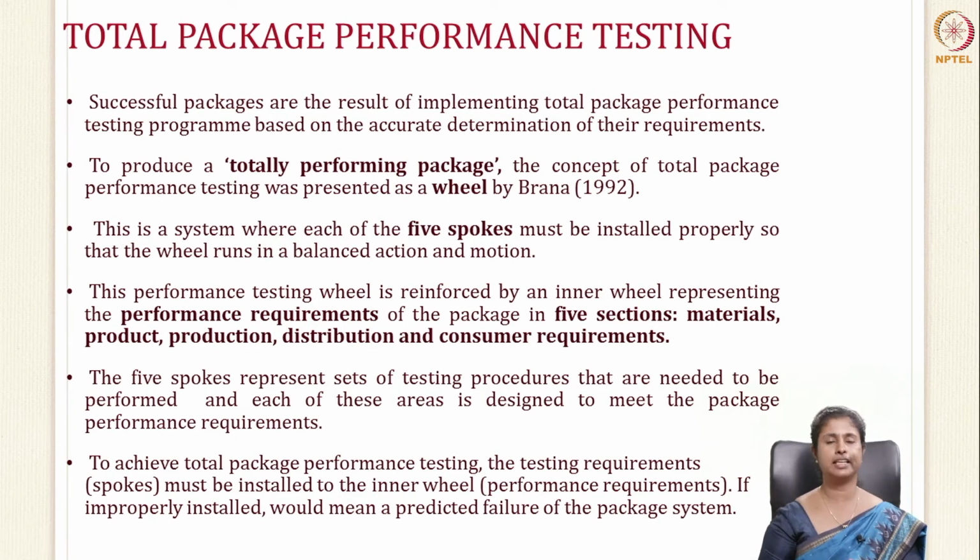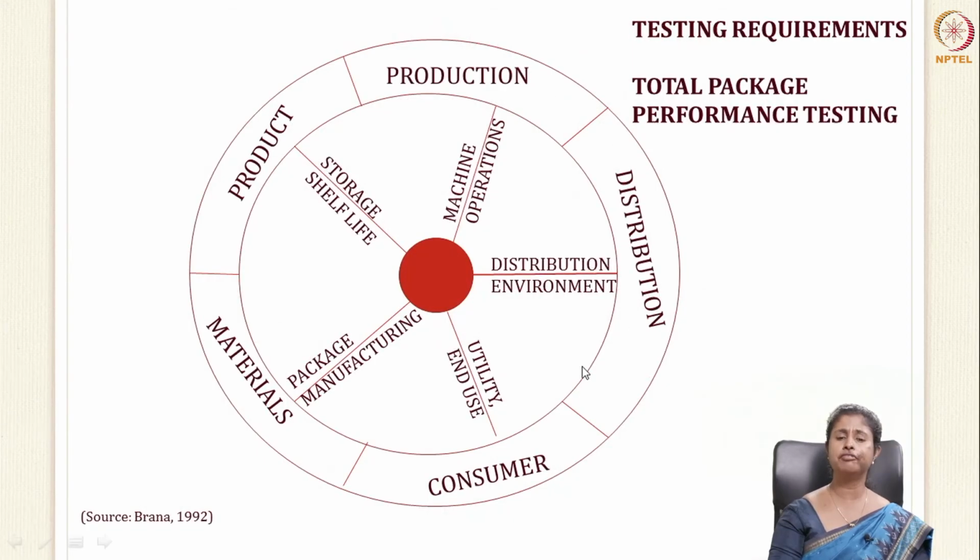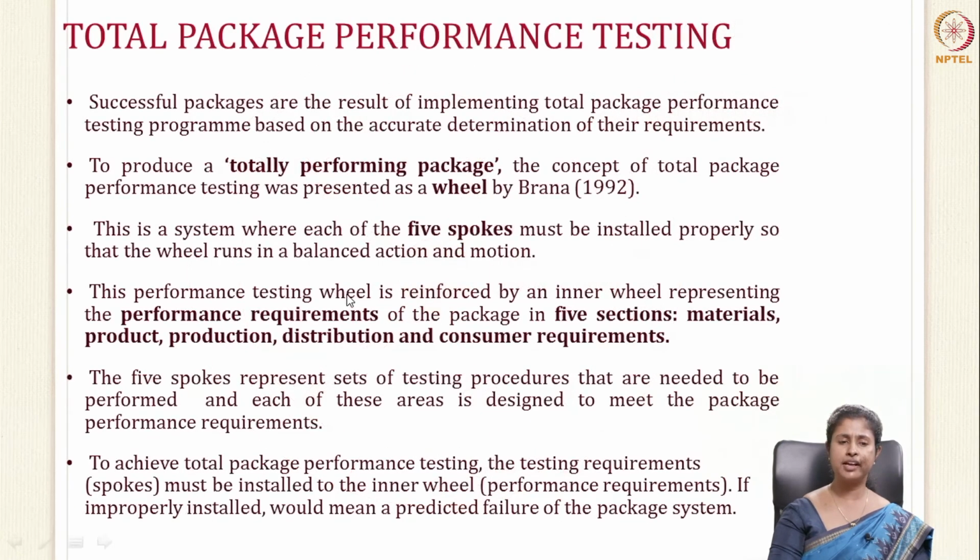Now coming to the total package performance testing. A successful package is one that passes the total package performance test. And to produce this total performing package, Brannan in 1992 presented the whole thing in the form of a wheel. Now this is a system which has 5 different spokes: materials, product, production, distribution and consumer. So these 5 spokes are very important.